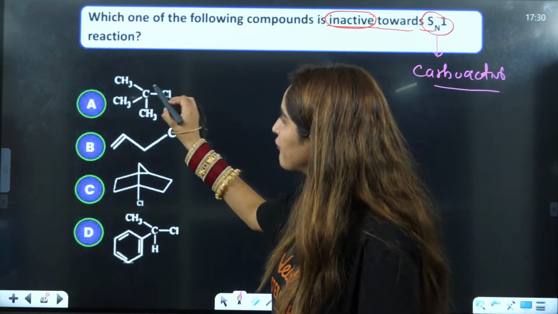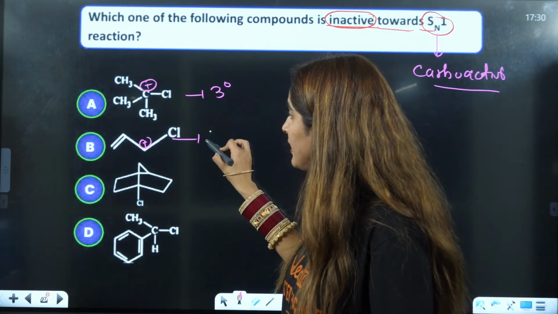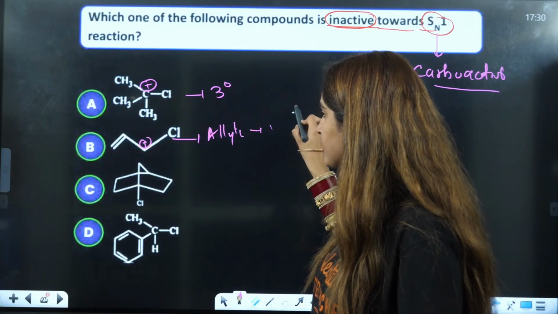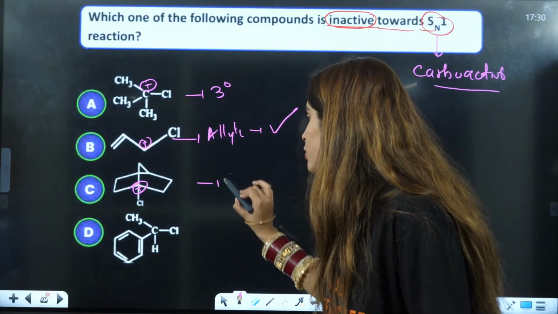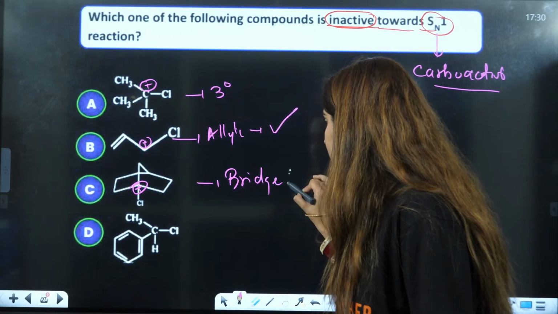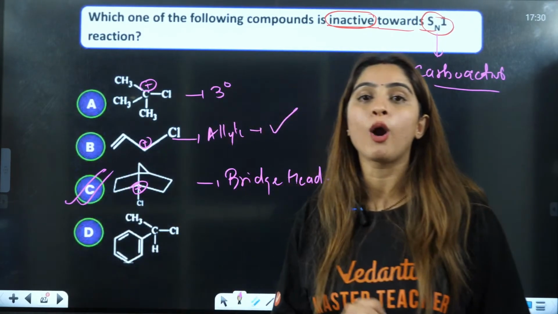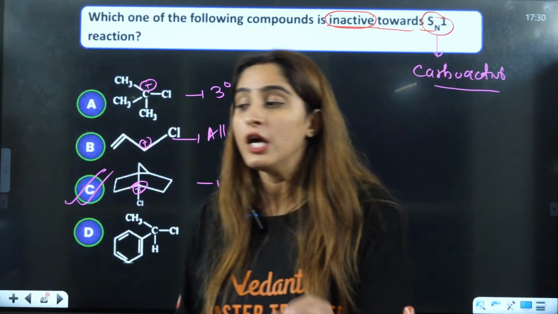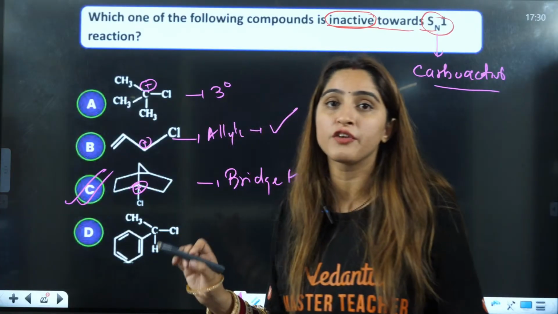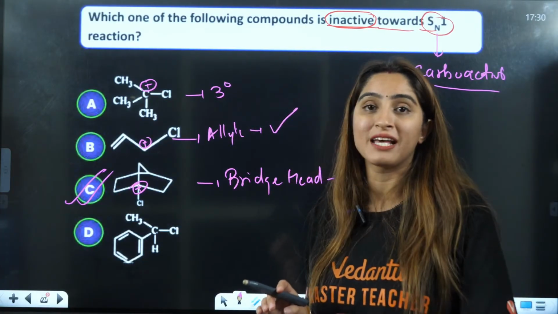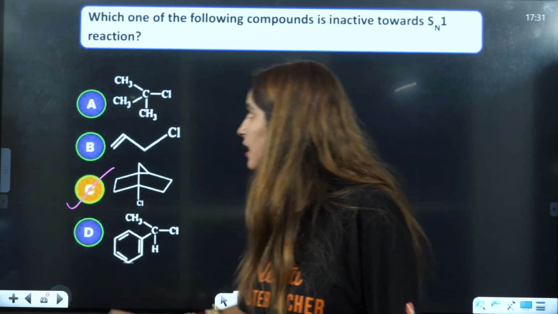Okay, so here definitely you have a 3-degree carbocation that is stable. Here you have an allylic carbocation which is obviously stable. Here you will have a carbocation at a bridgehead, which is definitely not stable at all. On bridgehead, you need sp3 hybridization. Here you will have sp2 hybridization if it is a carbocation, and definitely sp2 hybridization is not stable on the bridgehead position. So the answer will be C.